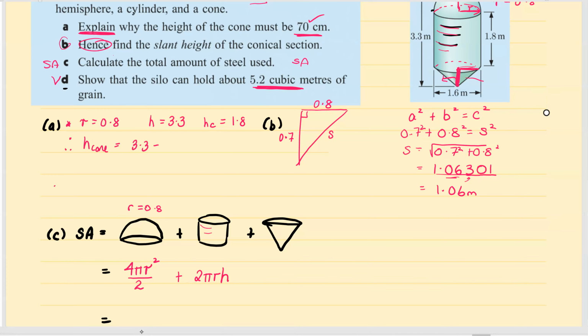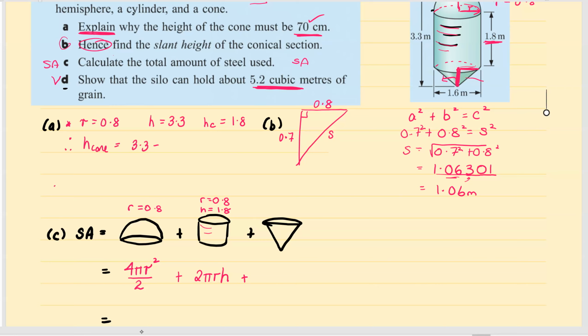No top, no bottom. So do we know the radius is the same all the way through, so 0.8, and what is the height of our cylinder? It's 1.8, okay? If you have all that information there, it's really easy then to just pop it in. It becomes a calculator job.